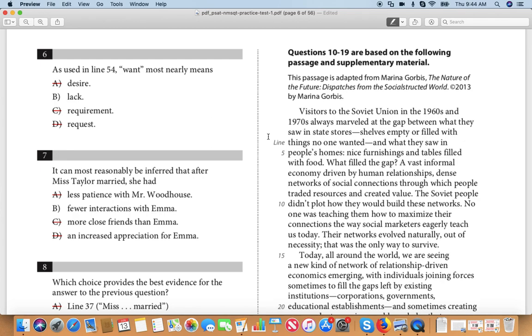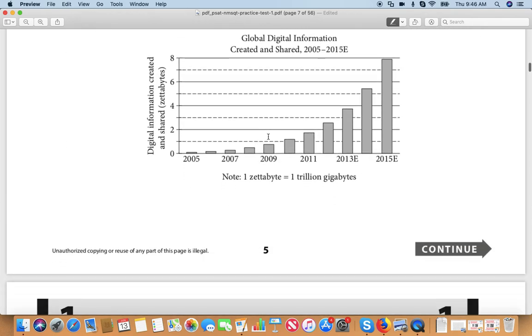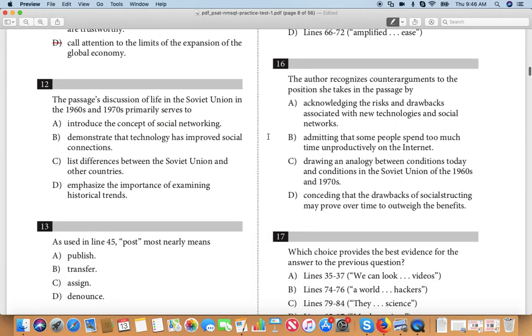Line 12. Yeah, we're talking about people maximizing their connections. Maybe even a little bit before that, we're talking about how people would build these networks. They're talking about social networks. Line 13, their networks evolved naturally. They're talking about social networks. Does that make sense? I think answer choice A is looking pretty good. I see some evidence to support that. Do you see that? Yes. Okay. Let's not stop there.